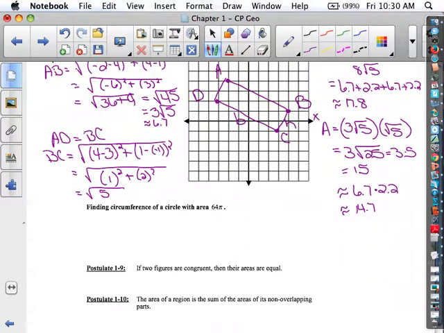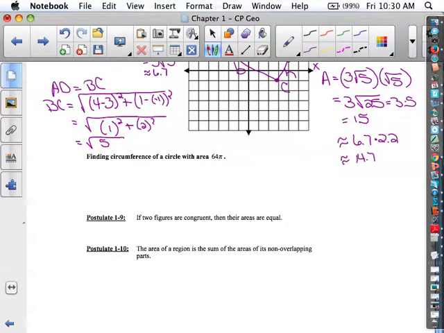Now the next one's really important in how to think about some of these problems. And I think there are two. I might have to add the other one that's in your packet. This says, find the circumference of a circle that has an area of 64. So you have the area and you want the circumference.